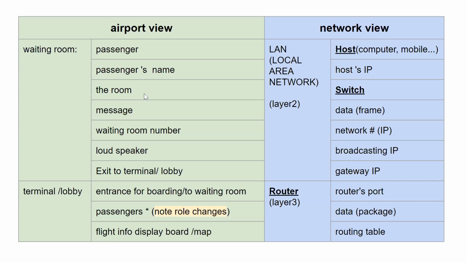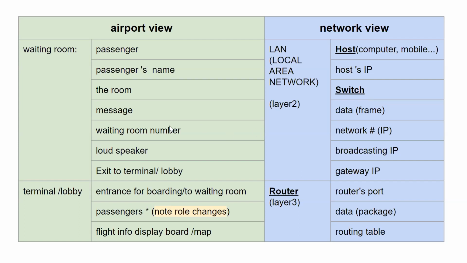The room itself, we're just going to call the switch, because the switch is the one connecting all these hosts together. The messages, let's say passenger 1 wants to talk to passenger 2, the message is going to be data. Data has different names, which we'll go over later in the different layers. This is what we call the switch layer. So we call it data, and in the switch layer, frames.